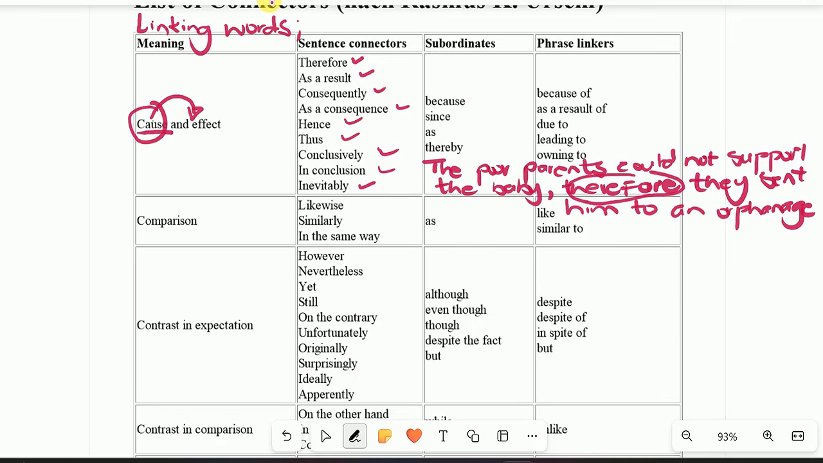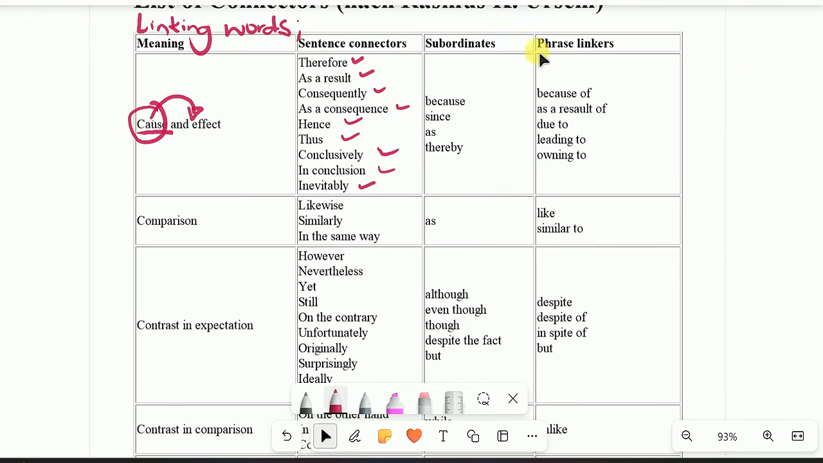But once you introduce "therefore," you are trying to show us the impact of the first statement, to say what is the result of the first statement. The poor parents could not support the baby, okay, and then what? Therefore, they sent him to an orphanage. So this becomes your logical connector, if not your linking word, to show cause and effect.